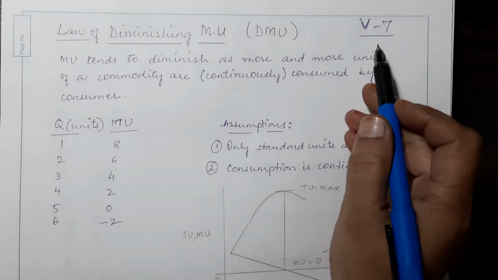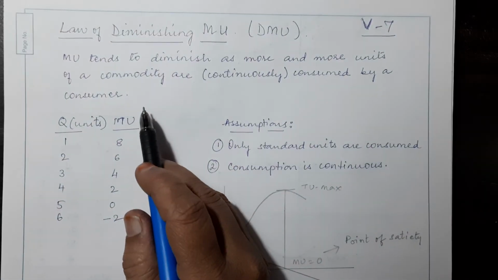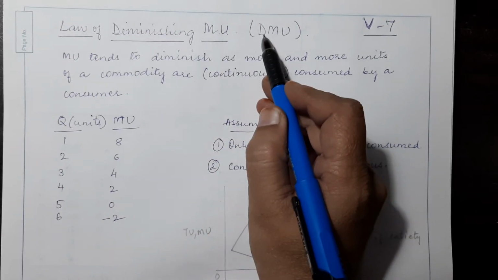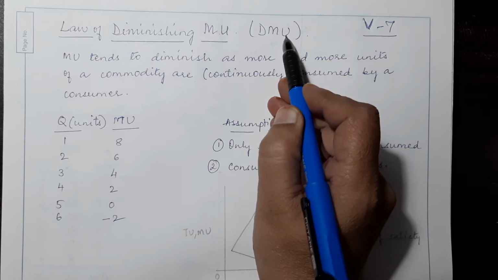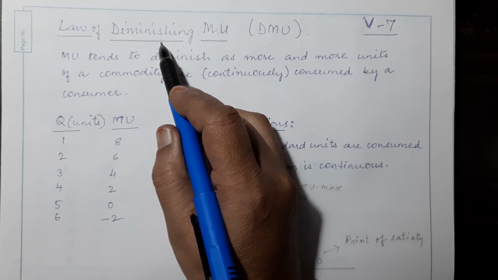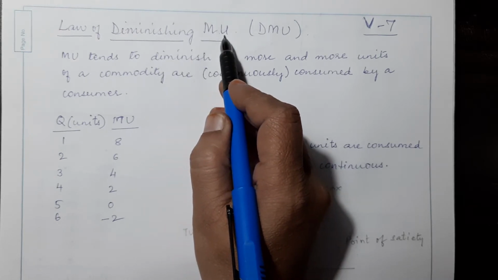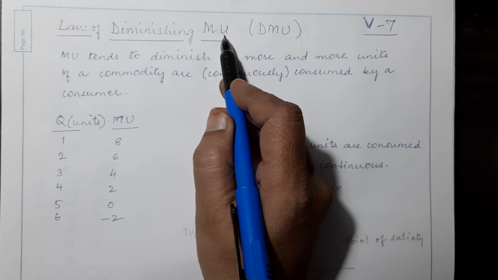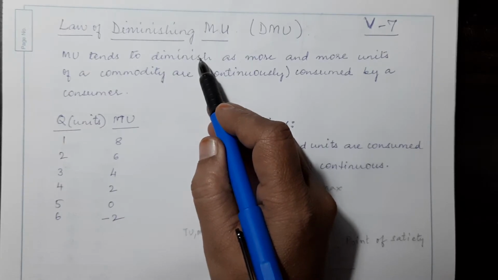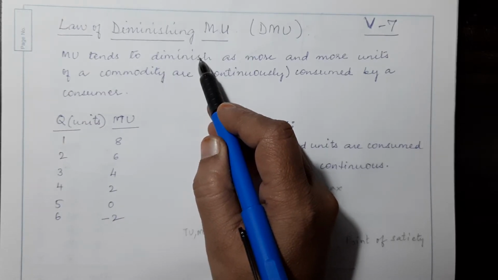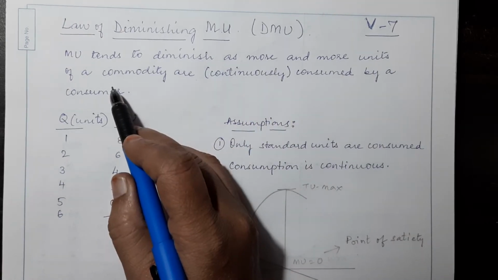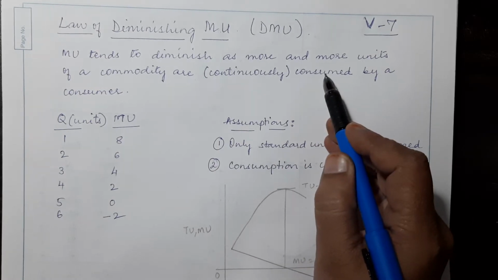In our video number 7, we are going to discuss the law of diminishing marginal utility, or simply DMU. Diminishing means reducing. So what does this law have to say? It says that the marginal utility tends to diminish, or decrease, as more and more units of a commodity are consumed by a consumer.